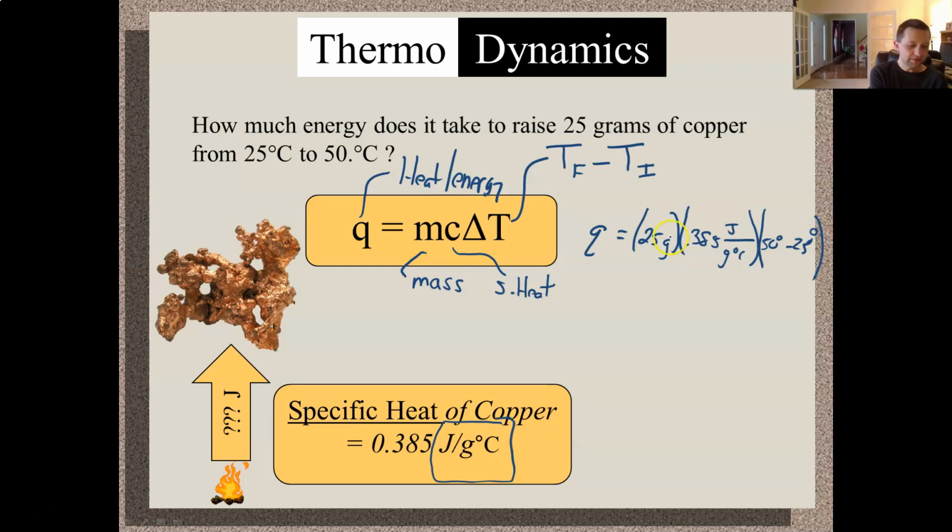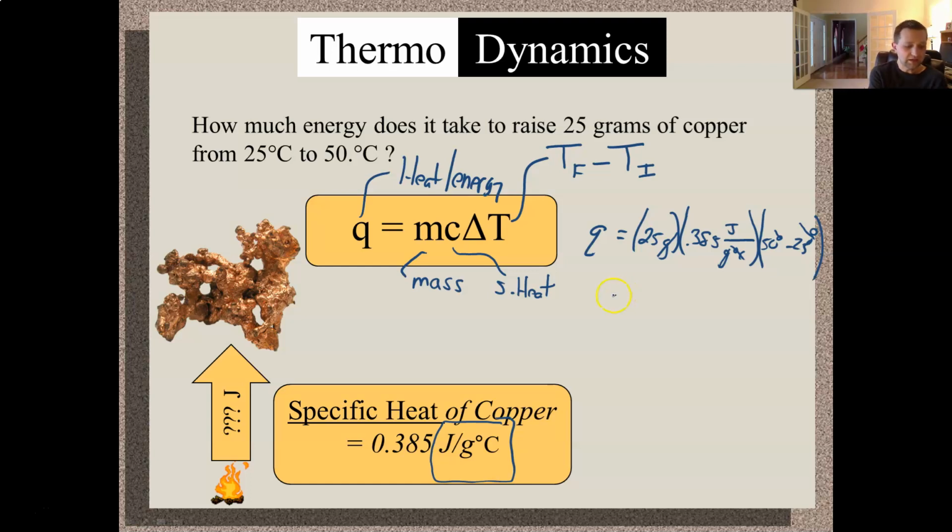Let's take a look at how our units cancel here. We have grams right here on top, so it's 25 grams. We're going to cancel that with the grams here on the bottom in our specific heat. And we have degrees Celsius. If we do 50 degrees Celsius minus 25, we'll get 25 degrees Celsius. So your units of degrees Celsius cancel out with degrees Celsius in your denominator. So look what you have left over. You have joules left as your final unit.